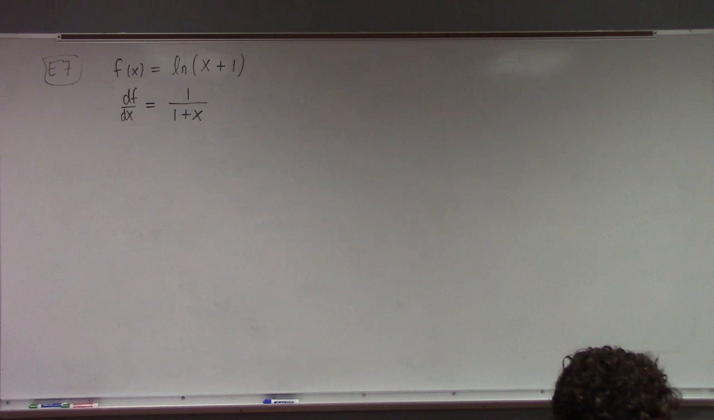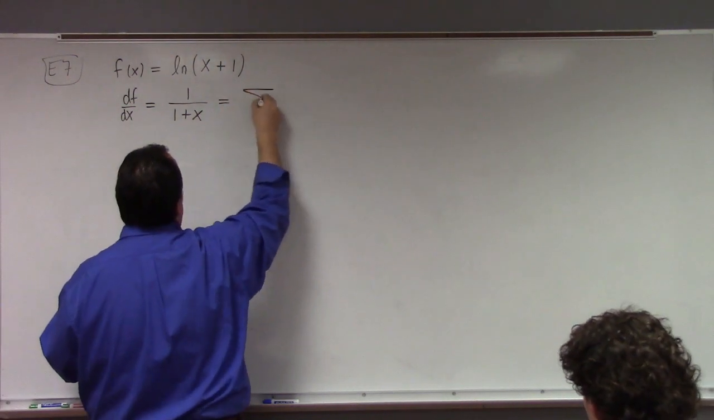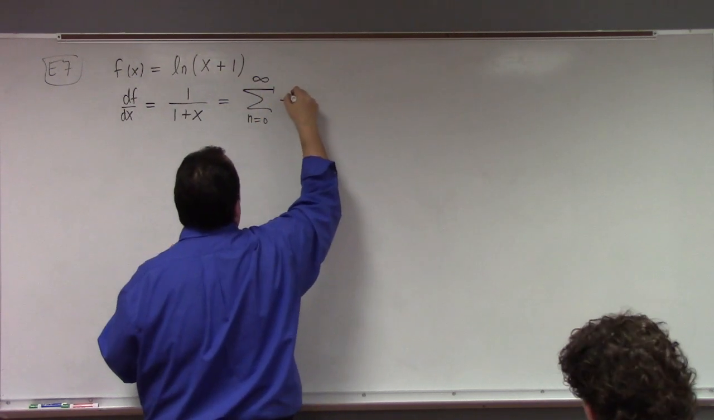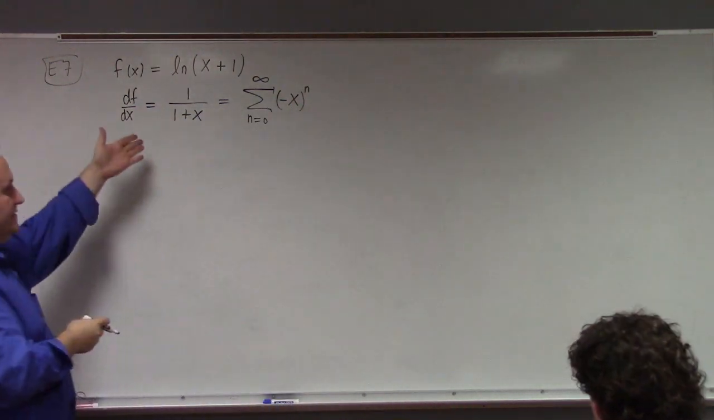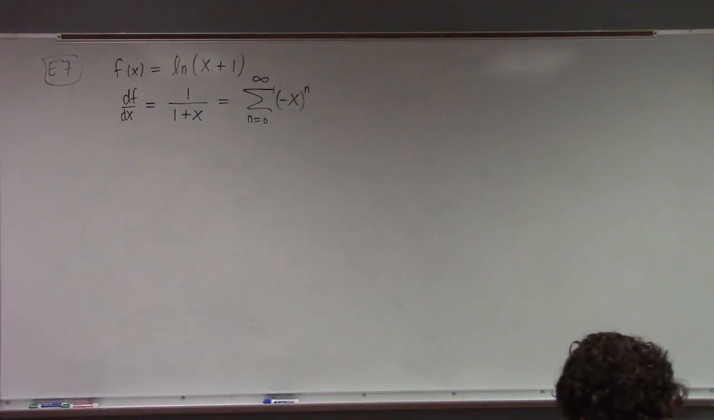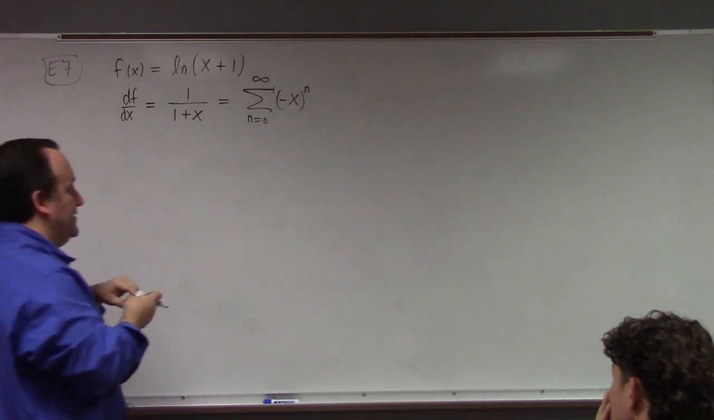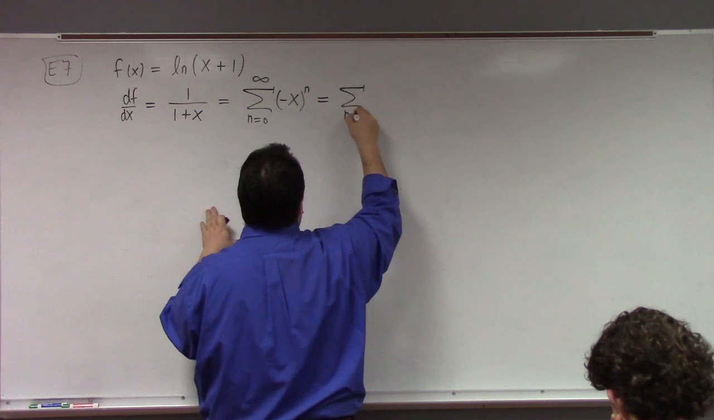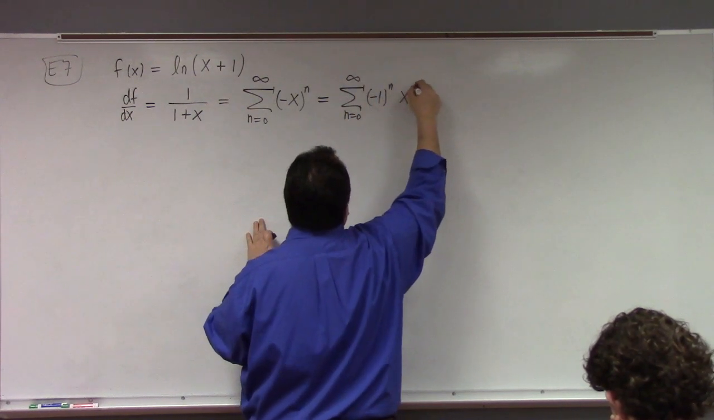But that is a geometric series. Because I can see c equals 1, and the ratio is minus x, right? And so that cleans up a little bit. That's the sum, n equals 0 to infinity, minus 1 to the n, x to the n.